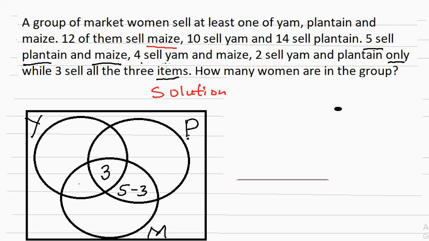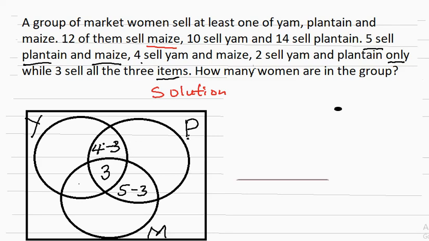Then 4 sell yam and maize. So this is yam and maize, this is the intersection, this point. All right, so 4 sell yam and maize. So for me to get yam and maize only, you know what I'm going to do? I will still have to subtract the intersection 3 from that. Always don't forget that. All right.